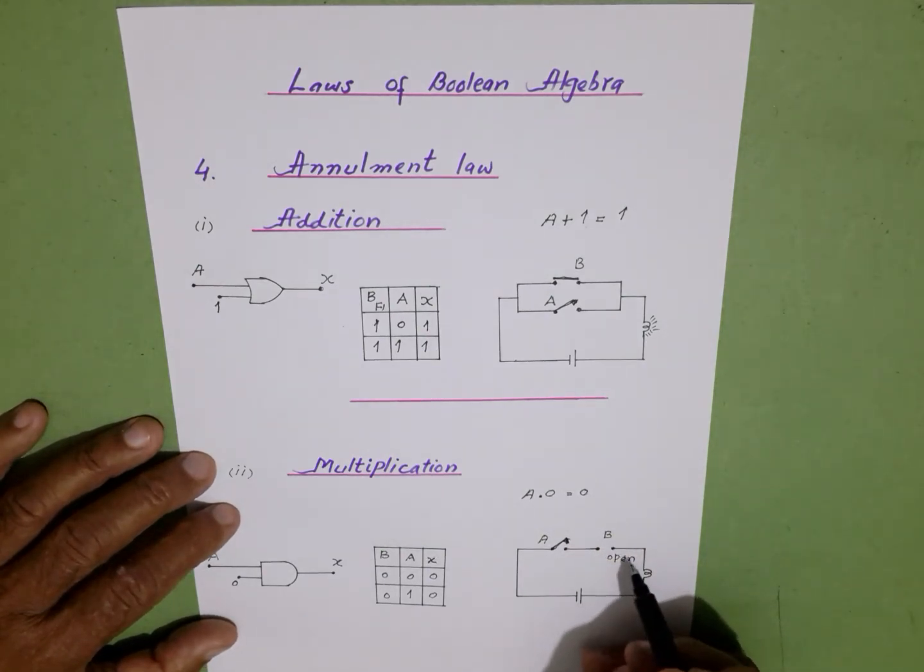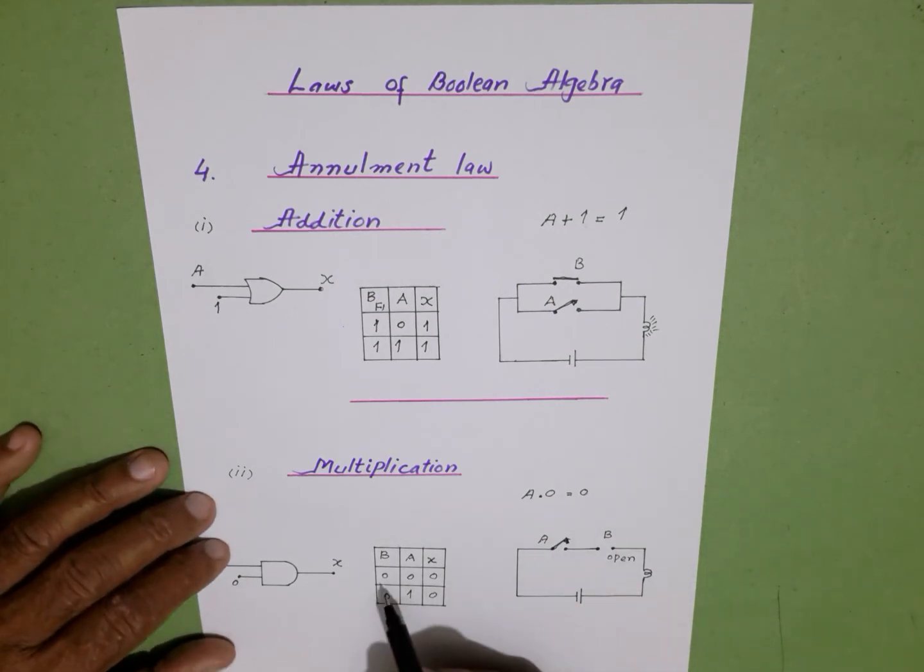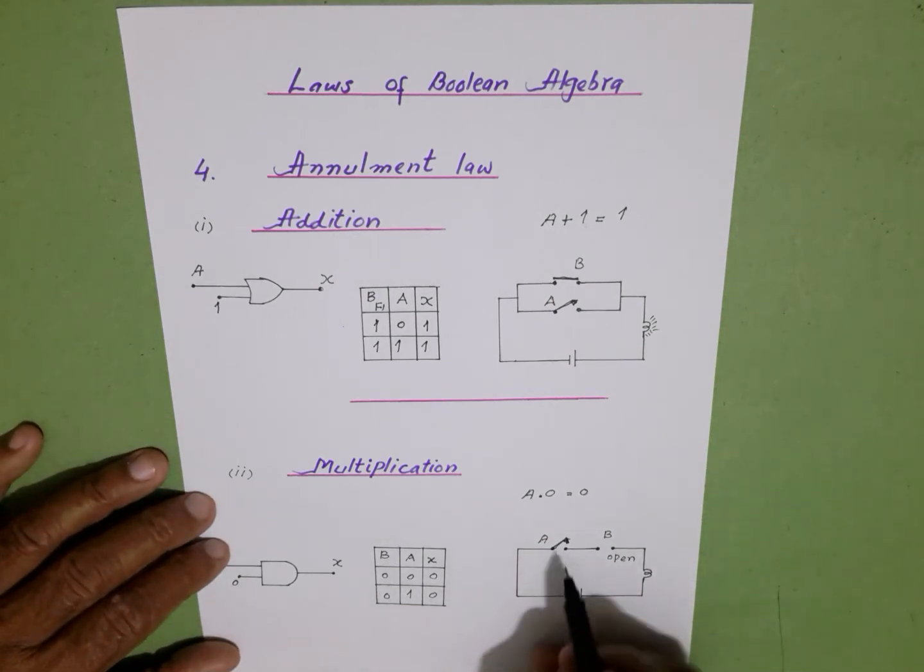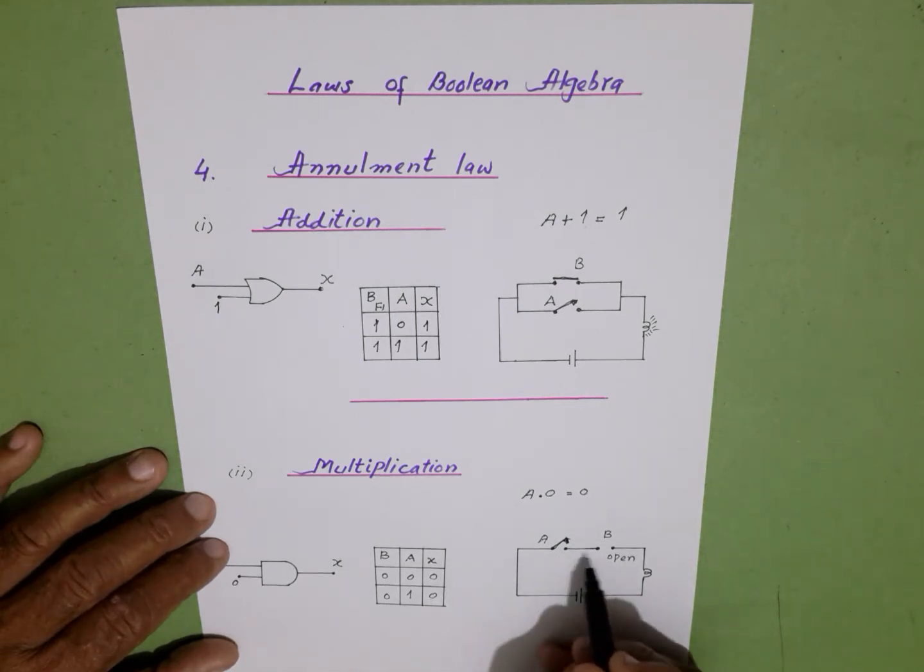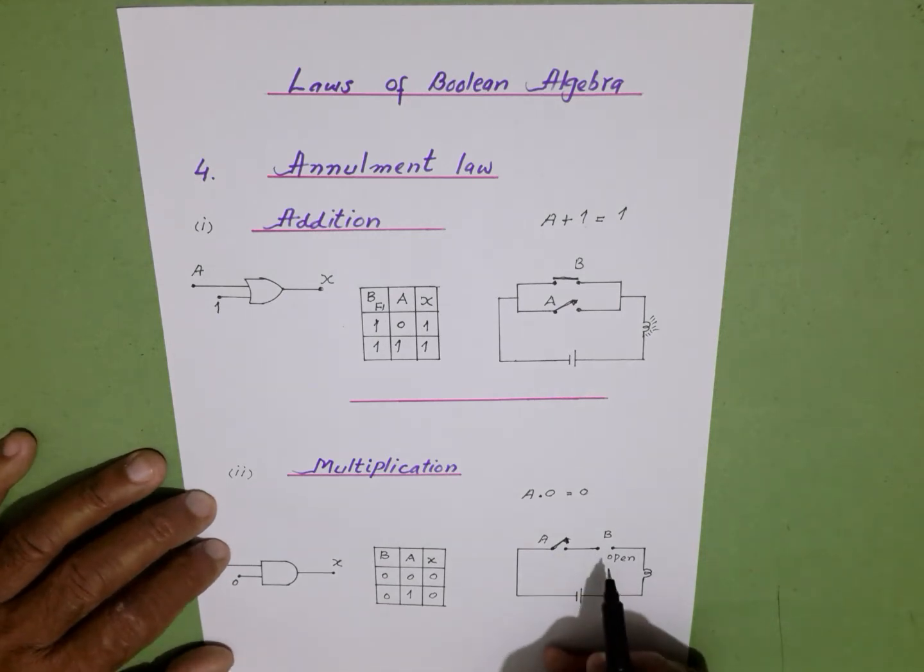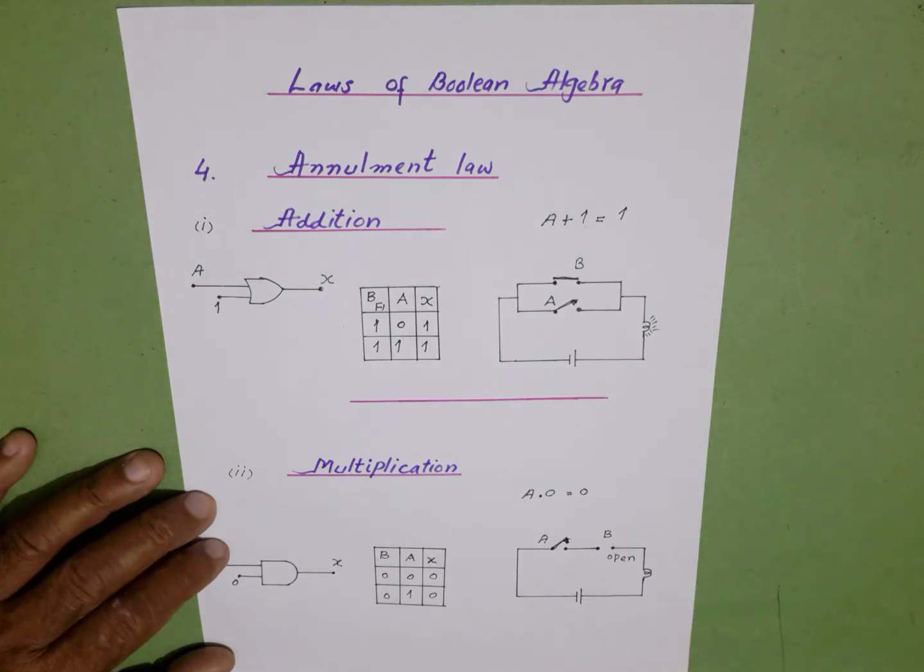Open switch represents 0. This is 0. A switch, if it is closed, is logic 1. This is logic 1. But the path is broken. Why? Because both switches are in series, as we have seen with the help of two transistors in series.